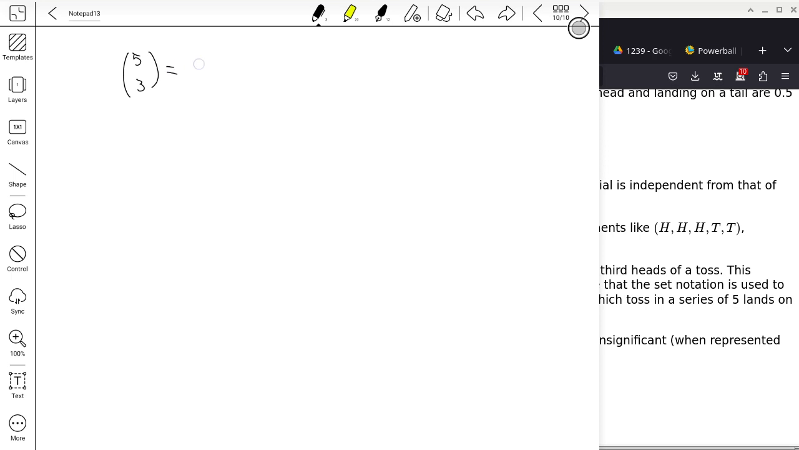The other way to write this is C(5,3), which is also the same as COMBIN(5,3) if you use a spreadsheet. But the way it is computed is you have 5 factorial divided by 5 minus 3 factorial, and then also in the denominator, you have a 3 factorial by itself. So 5 factorial is 120, 2 factorial is just 2, 3 factorial is 6. So that would be 10. There are 10 ways to arrange 3 heads and 2 tails.